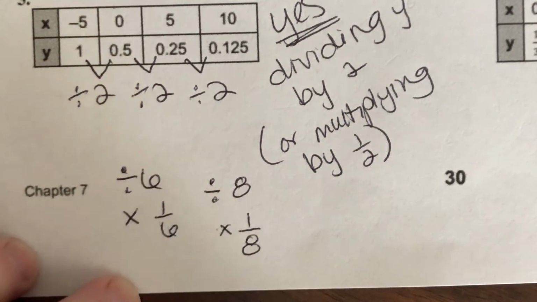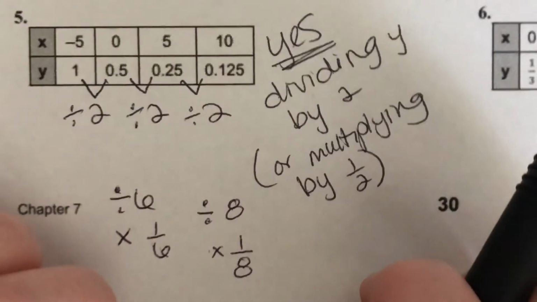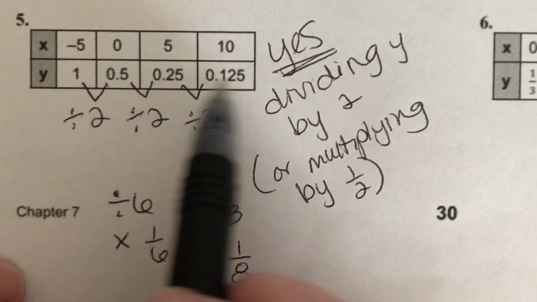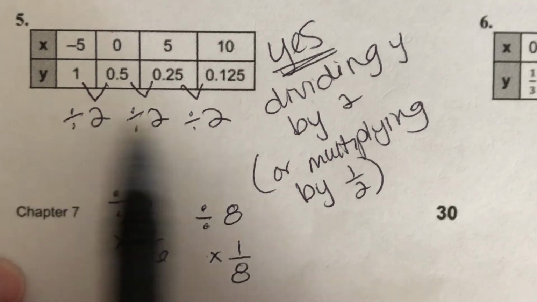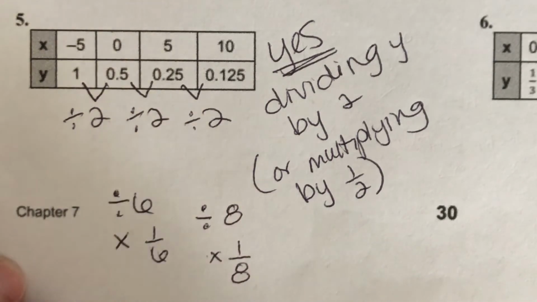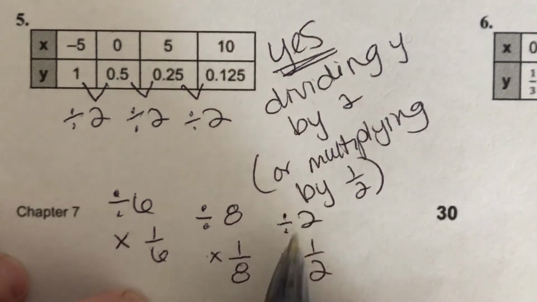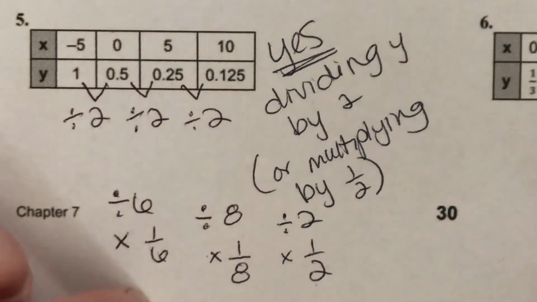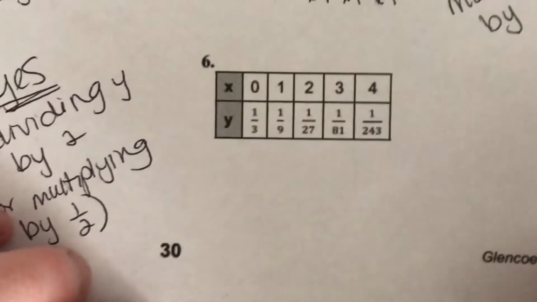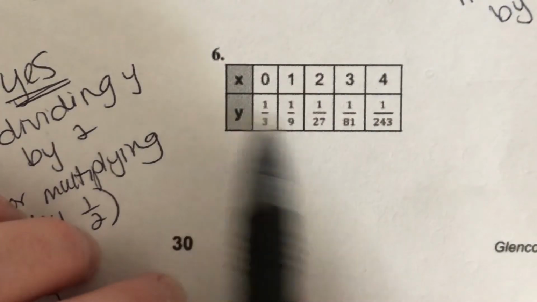It doesn't really matter which way you look at it, but on a test, if it says, what are you multiplying by? And you're like, I'm not multiplying, I'm dividing. Well, dividing by 2 is the same thing as multiplying by 1/2. Whatever number you're dividing by goes on the bottom of the fraction you're multiplying by. FYI. All right, and then last one here, last example for this lesson, number 6.